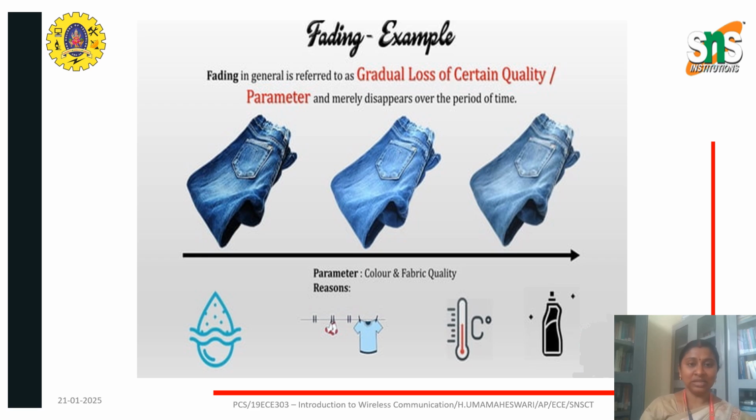As an example, fading in general refers to the gradual loss of a certain quality or parameter, where it nearly disappears over a period of time. We can consider the example of our cloth. If it is a dark cloth and we put it in the sunlight, the color changes. So fading happens, that is mainly the loss of a certain quality.